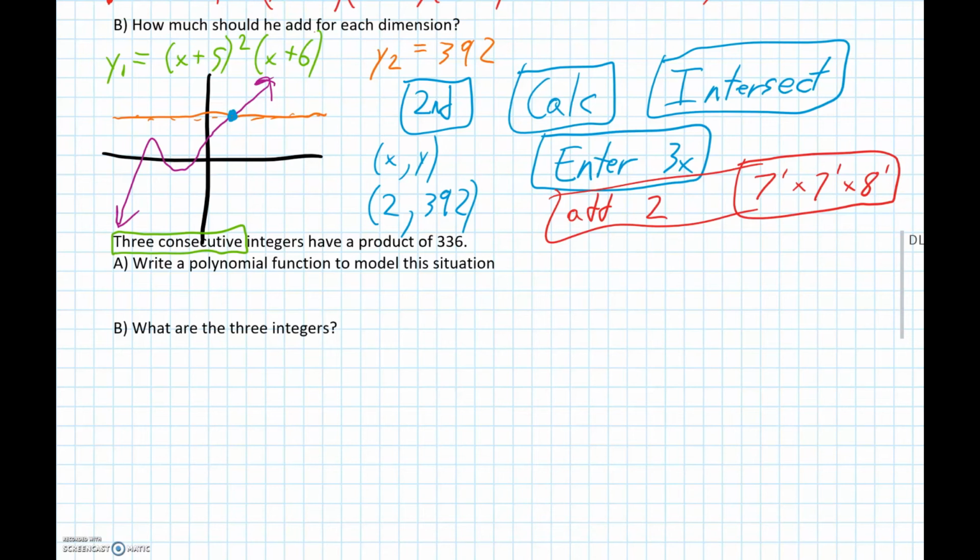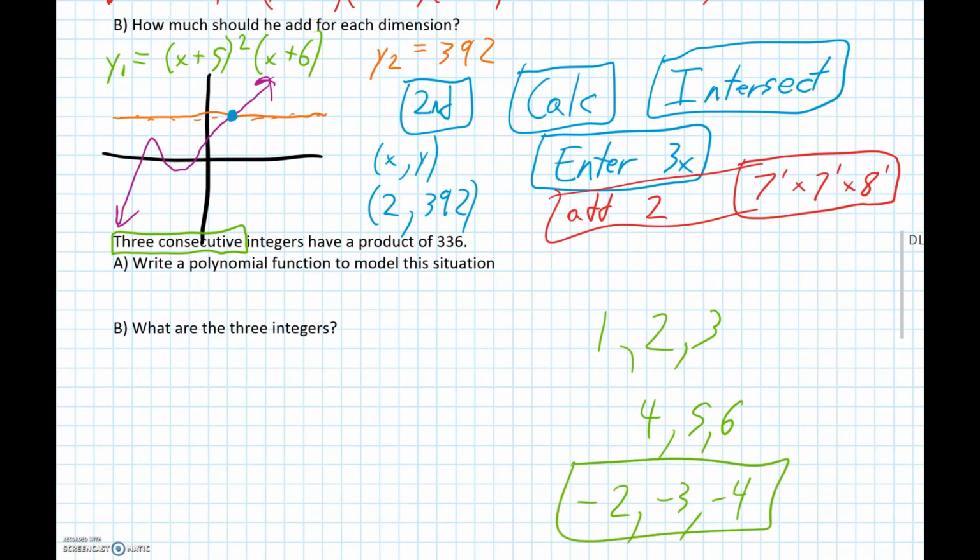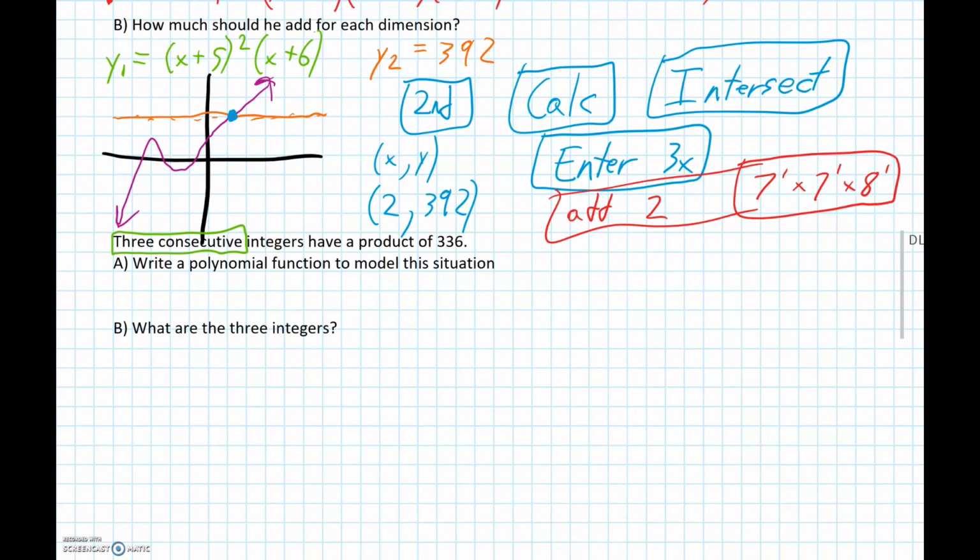So 3 consecutive integers, meaning that they are one after each other. So 1, 2, and 3 would be consecutive, but it could be like 4, 5, and 6, whatever, right? They have to be one after each other. It could also be negative, so -2, -3, -4. Those are consecutive, although I have the order kind of backwards from all the other ones. So 3 consecutive integers. What do you notice about the integers that I just wrote down?